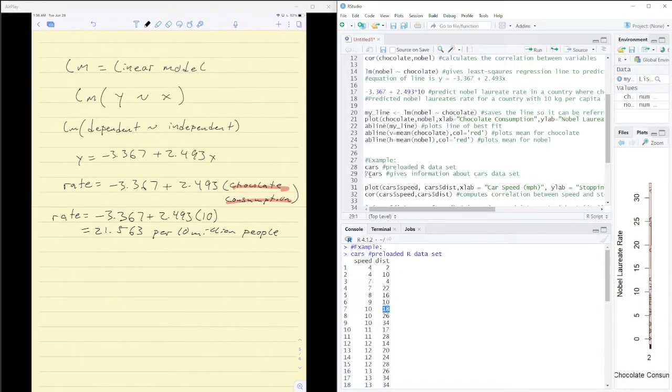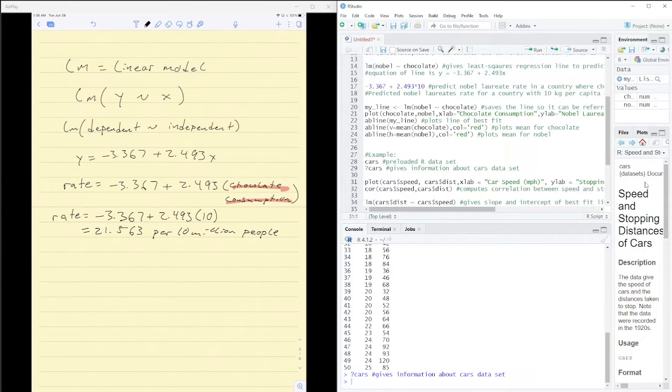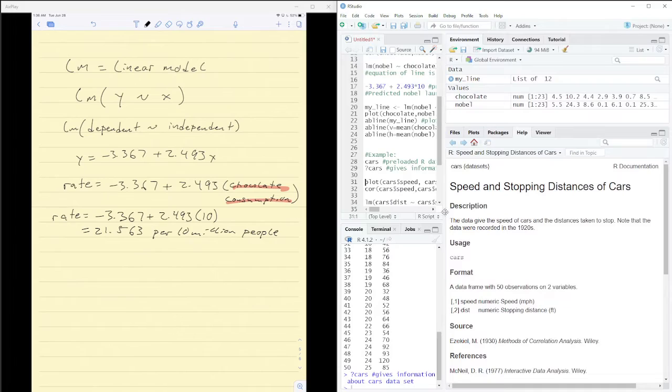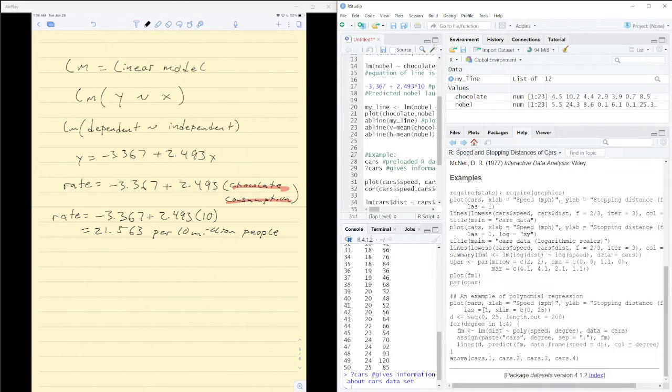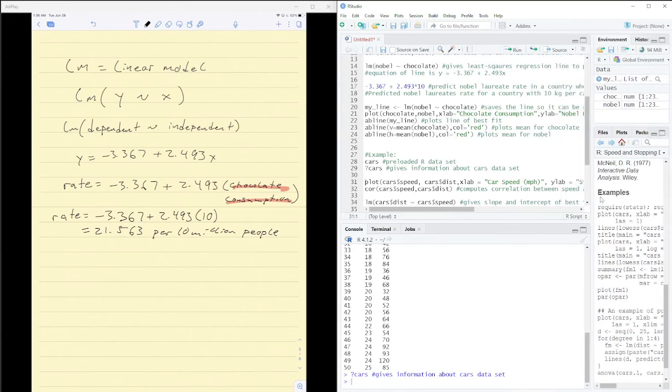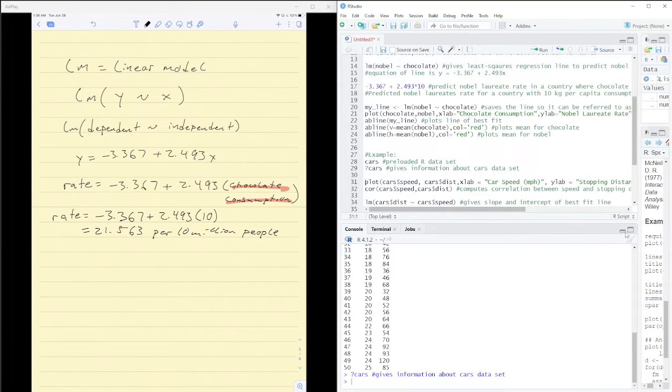If you want to know more information about something in R, we can use the question mark command, and it'll bring up all the documentation. We can see all the documentation here. This is data of speed of cars and distances taken to stop from cars in the 1920s. So this was cars 100 years ago, if you can believe that. 50 observations, 2 variables, speed in miles per hour, and stopping distance. And it talks about where it came from and other examples you can do with it.